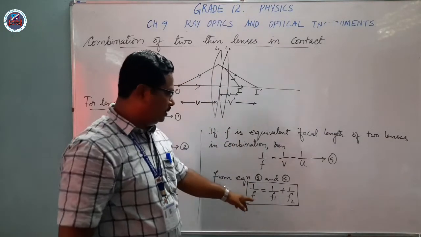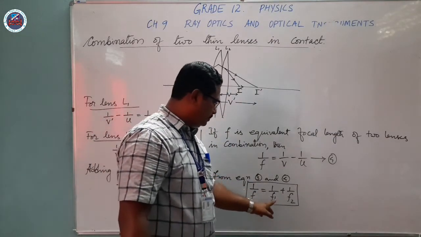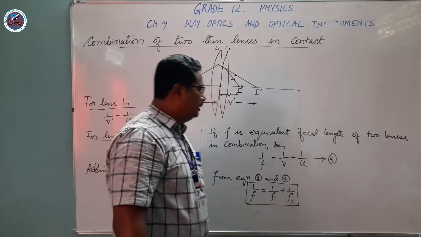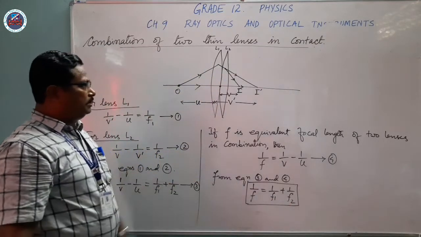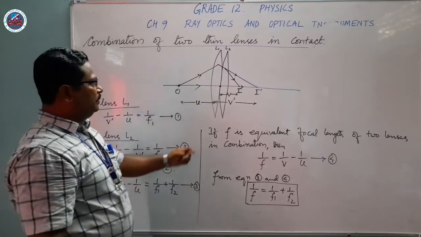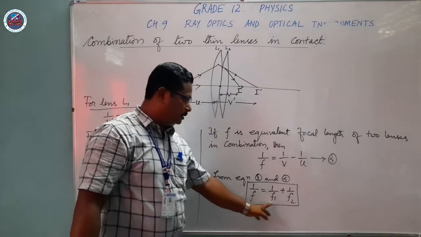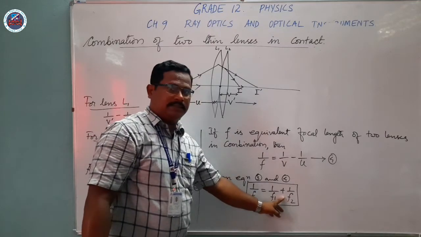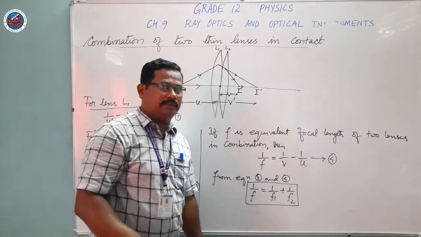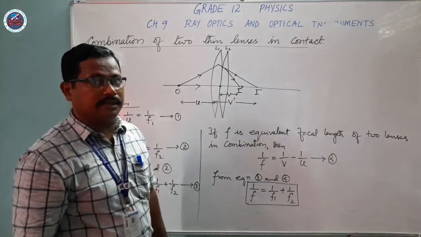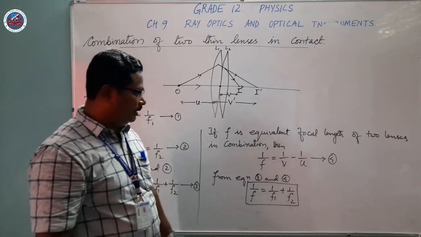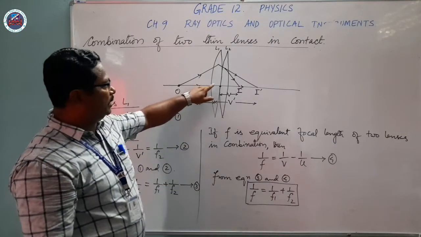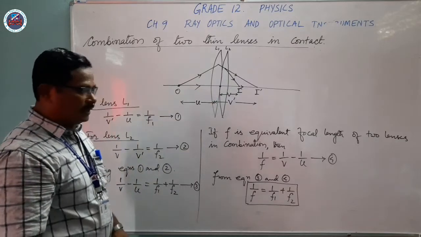1 by f is equal to the reciprocal of the focal lengths of the individual lenses. But here you have to be somewhat careful. If the first lens is convex, it is positive. If this is concave, then it should be minus. Focal length of a concave lens will be taken negative, and focal length of a convex lens will be taken positive while doing the calculation. While deriving, we are taking both as convex lenses.